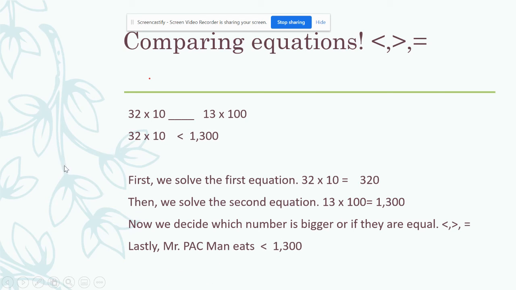So when you solve your equation, it will look something like this, okay? This should have said 13 times 100, actually, not the answer. But this equation does give you the bigger answer, so therefore your Mr. Pac-Man will eat this equation, 13 times 100.